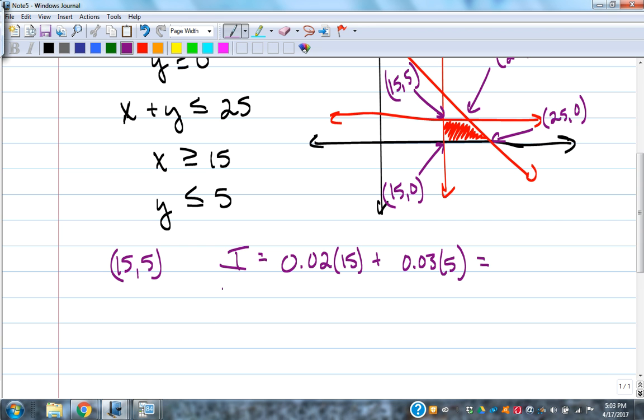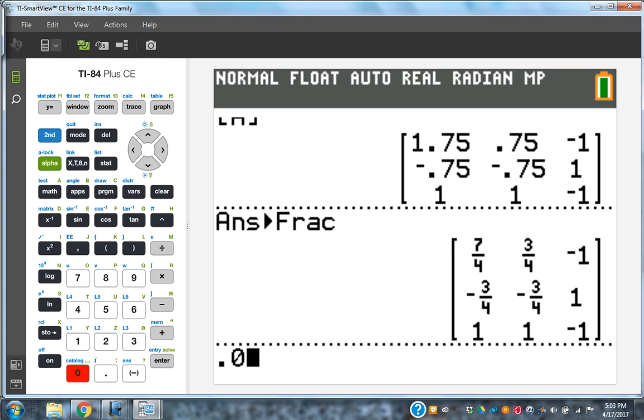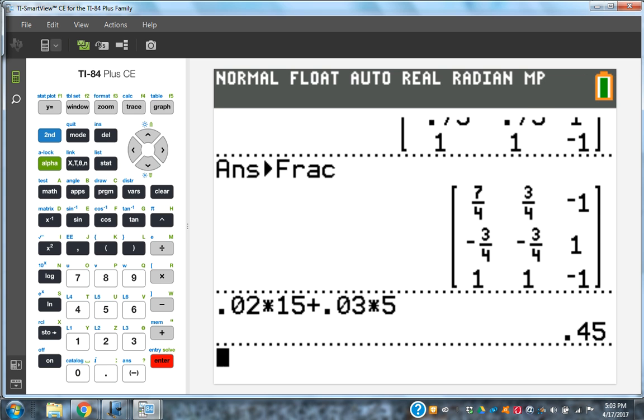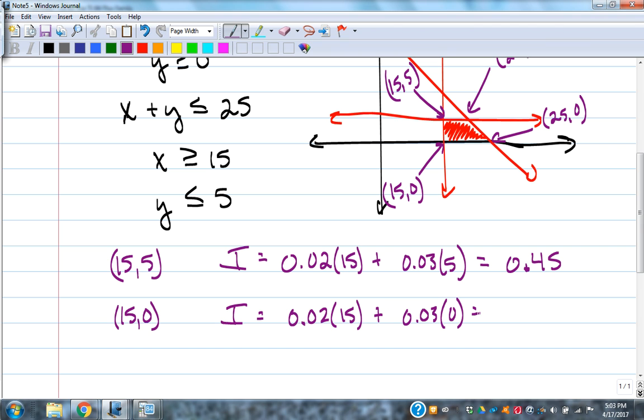And get an answer. So 0.02 times 15 plus 0.03 times 5. Get an answer, 0.45. And then you would use the next ordered pair. If we went to 15, 0, let's use that one. 0.02 times 15 plus 0.03 times 0 would be 0.3.